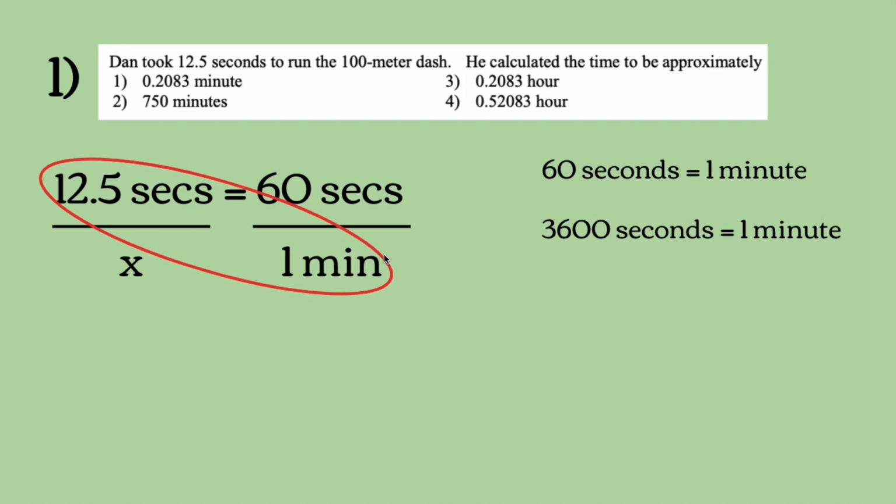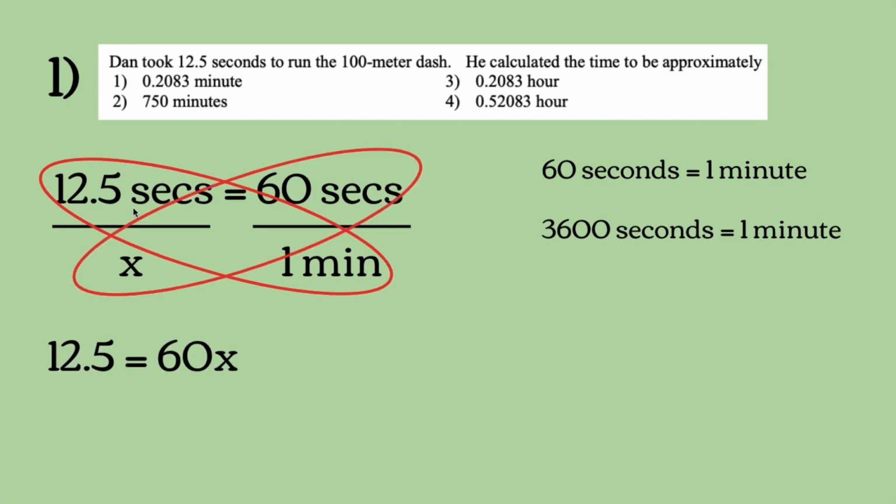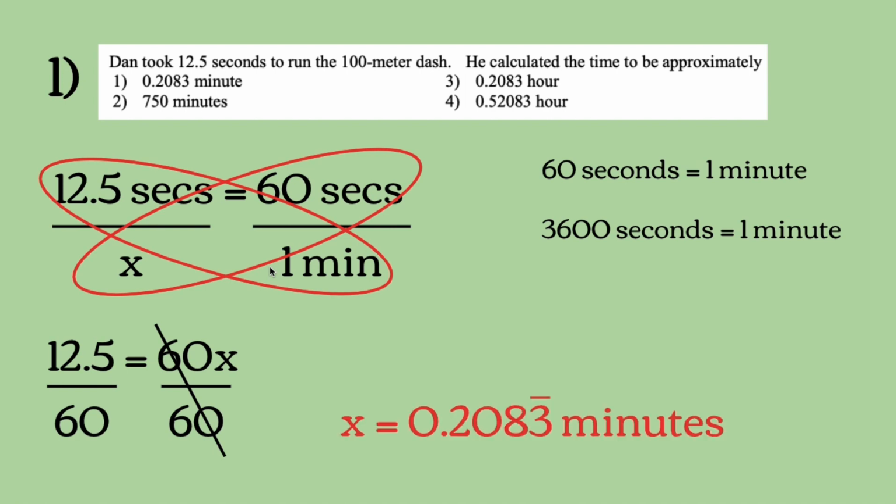Then we're going to do our loops. First loop, second loop. We have 12.5 times 1 is 12.5, and then 60 times x equals 60x. Then we're going to divide both sides by 60, and our answer is 0.2083 minutes, which is the first answer choice.